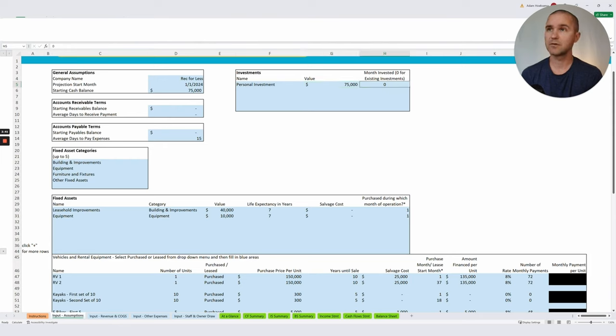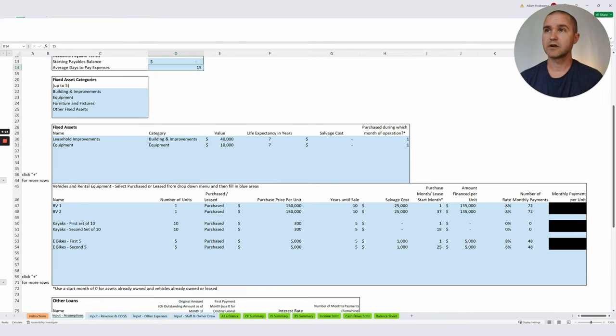We have the ability to put in accounts receivable and accounts payable terms. I've set these to zero. My assumption is that if you're renting out equipment, you're probably going to get paid upfront. You're unlikely to be providing terms to your customers where they can pay you in 30 days or pay you in 60 days, right? They're probably going to be paying you upfront. That's why we have these both set to zero. For accounts payable, we have average days to pay expenses of 15. This just means that if you get billed for an expense, you're going to have that paid within 15 days as an assumption here.